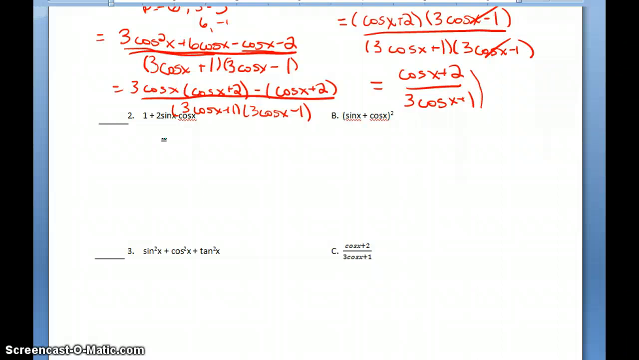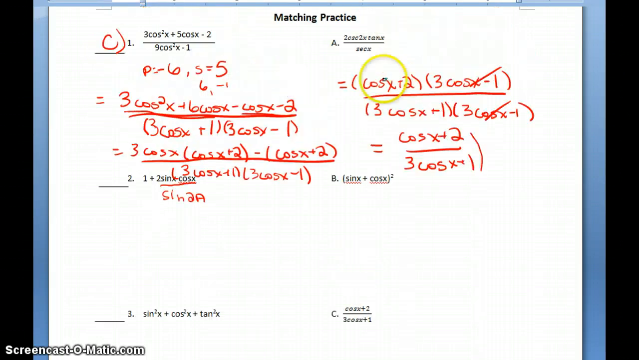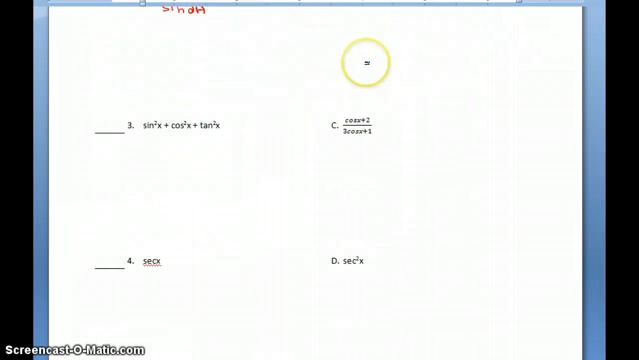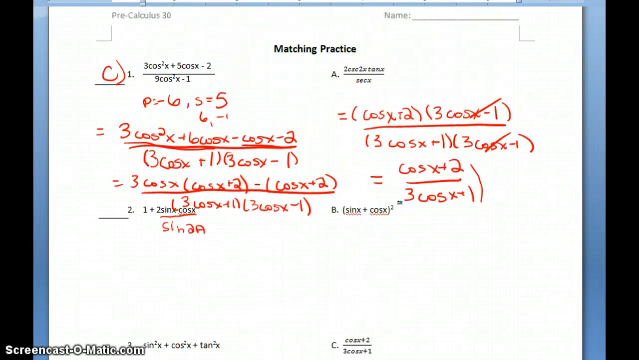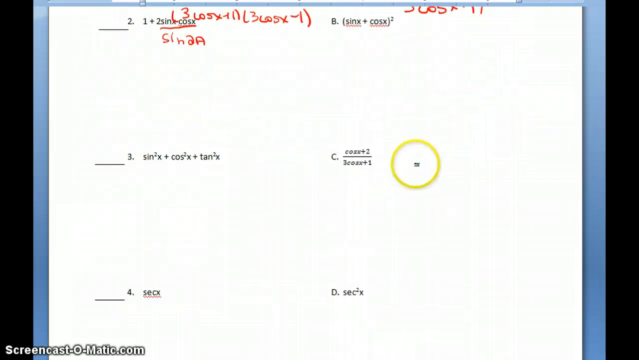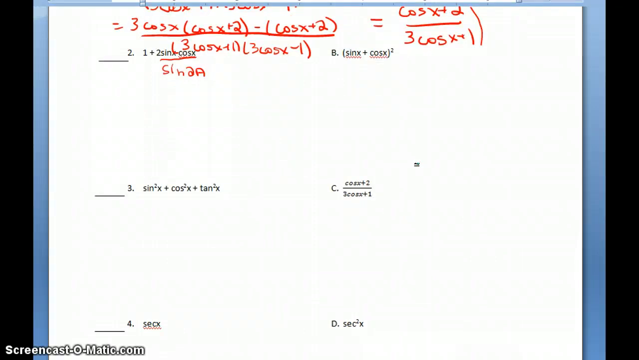Okay. So looking at 1 plus 2 sine x times cos x, well, that one is kind of really tricky, and if you look at this identity right here, that is equal to sine of 2a. But what would 1 plus sine of 2a get me? Is there anything on your right hand side that would get you sine of 2a? And just by looking at that, I don't see anything that immediately comes to mind. So if this one, you're not sure where to go, let's move on to the next one.